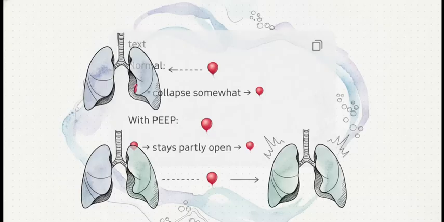Without PEEP, a normal balloon collapses and deflates almost entirely after you blow it up. But with PEEP, the balloon stays partly open at the end of expiration. By keeping those tiny lung units slightly inflated, PEEP maintains alveolar recruitment. It keeps them open and ready for action, which dramatically improves oxygenation. Think about it. You don't have to force a totally collapsed balloon open with every single breath, which saves a massive amount of energy and prevents further lung damage.